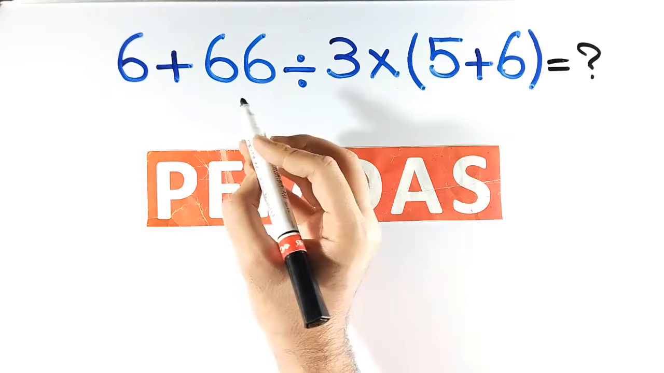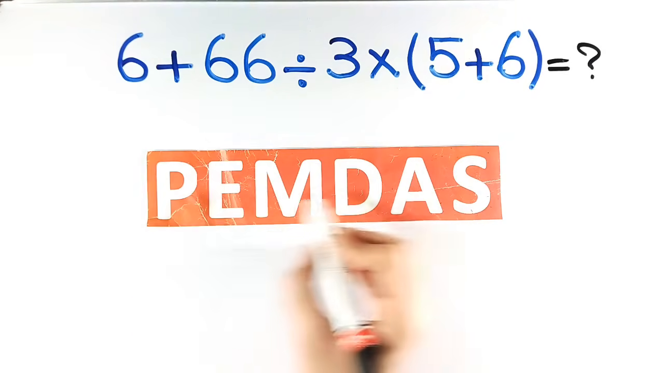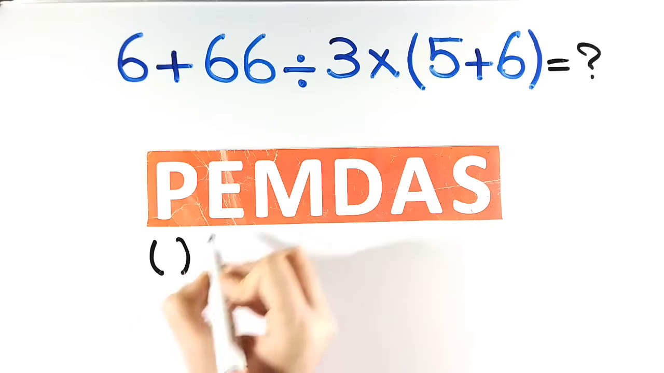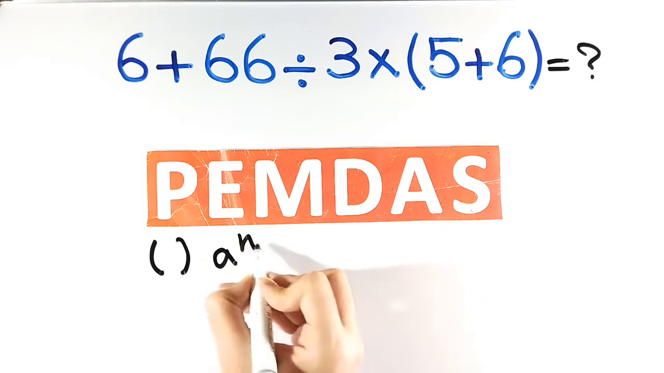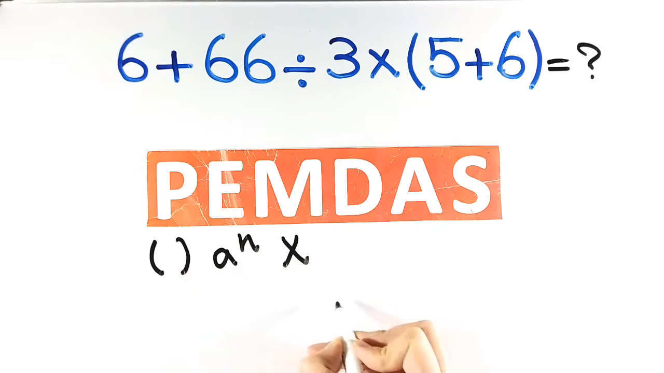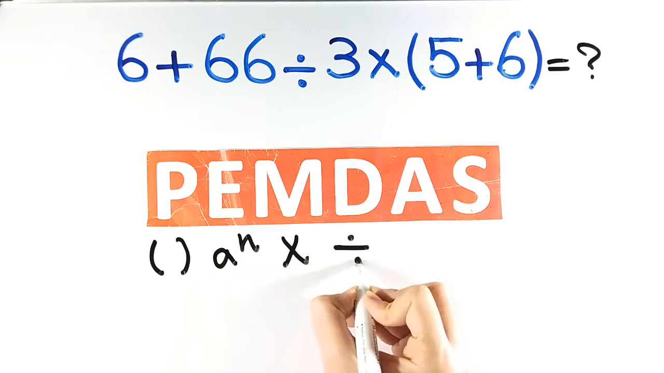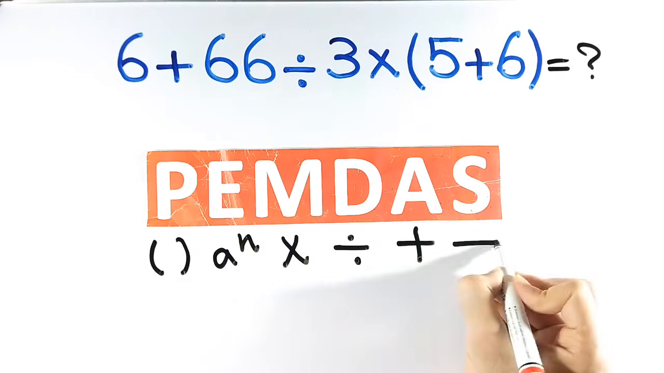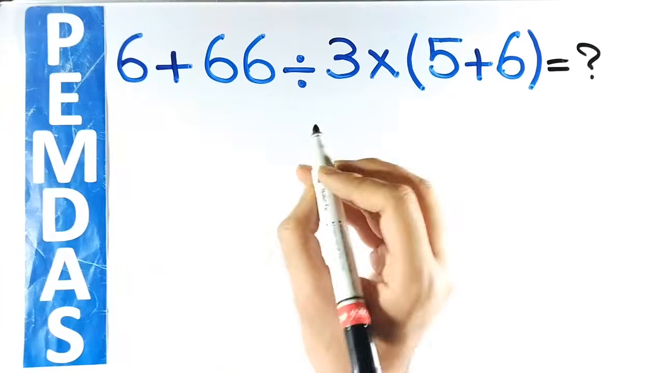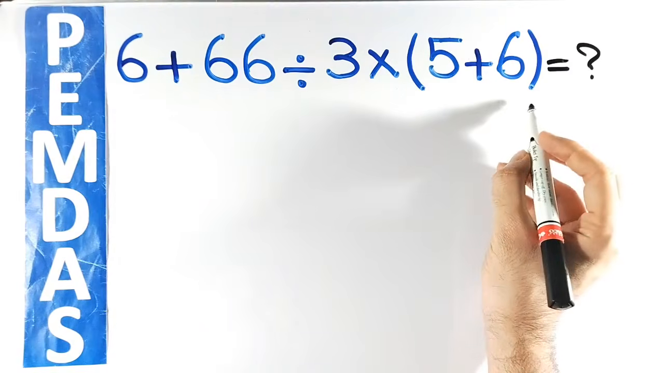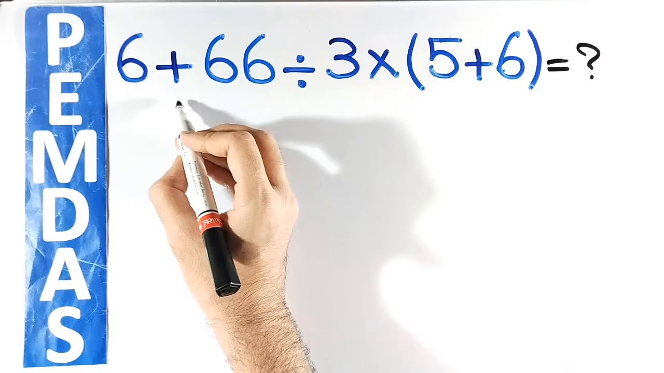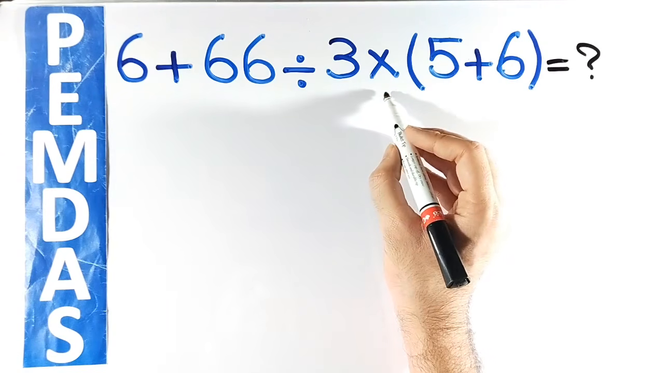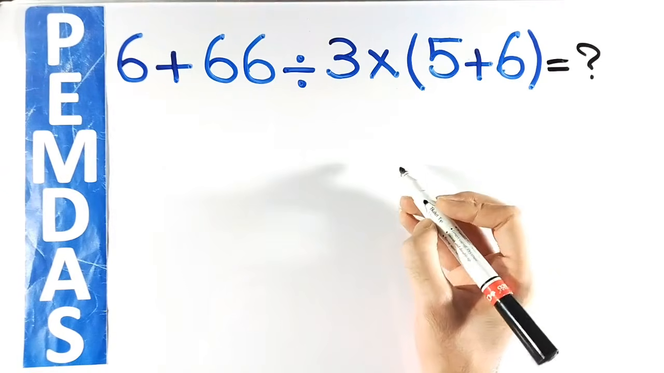To solve this question, we must follow a rule that is called PEMDAS. In this rule, P stands for parentheses, E stands for exponent, M stands for multiplication, D stands for division, A stands for addition, and S stands for subtraction. As you can see on the screen, in this expression, first we have an addition sign, then a division sign, followed by a multiplication, and finally parentheses.